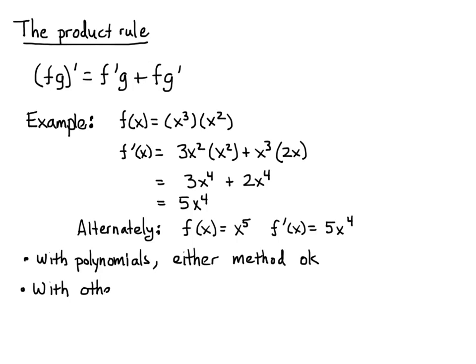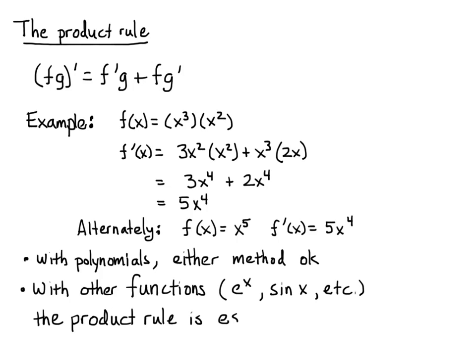With other functions, and this will really apply to Math 14, when you're dealing with things like e to the x and the sine of x and all these other functions that you can't simplify, if you multiply x times the sine of x, there's no simplification. You'd have to use the product rule.